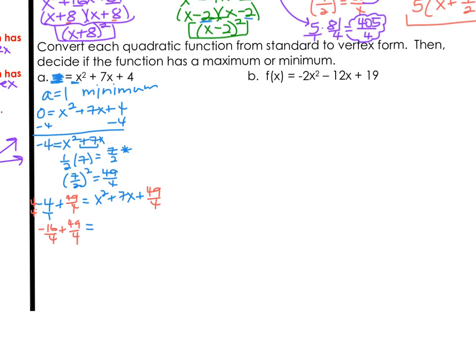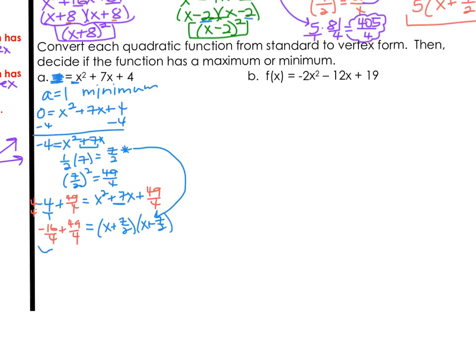On the right, we're supposed to factor x squared plus 7x plus 49 fourths. But remember, that's where this step right here helps us out. What are two numbers that multiply to get 49 fourths but add to get 7 in the middle? 7 halves and 7 halves. That gives us x plus 7 halves times x plus 7 halves. Kind of a nice little deal if you remember that step.